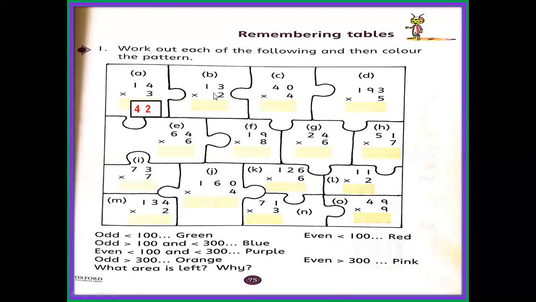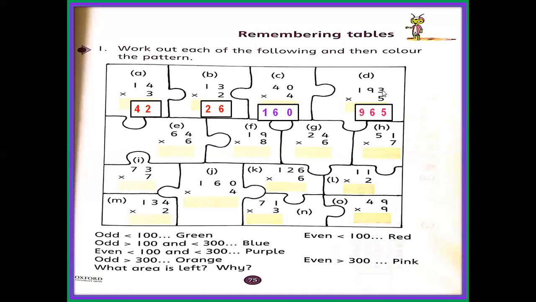13 multiply 2. 2 threes are 6. 2 ones are 2. So 26. 40 multiply 4. 4 zeros are 0. 4 fours are 16. 4 fours are 16. 5 threes are 15.